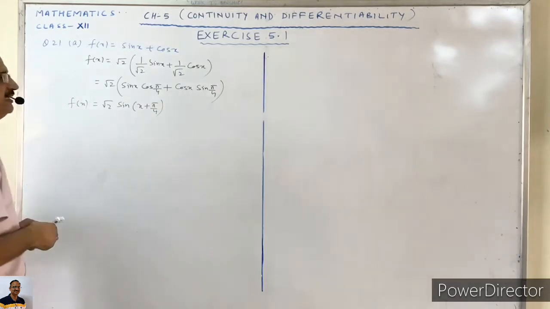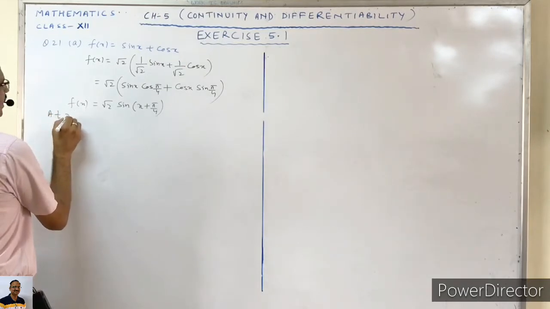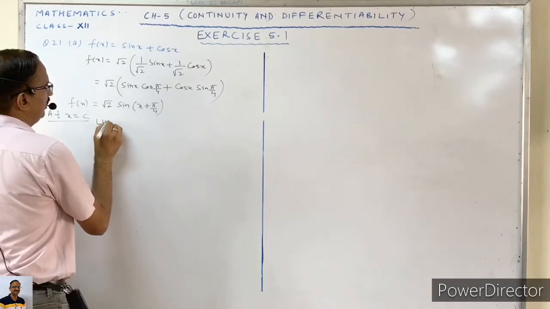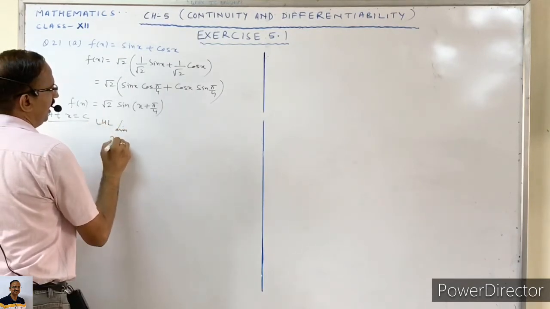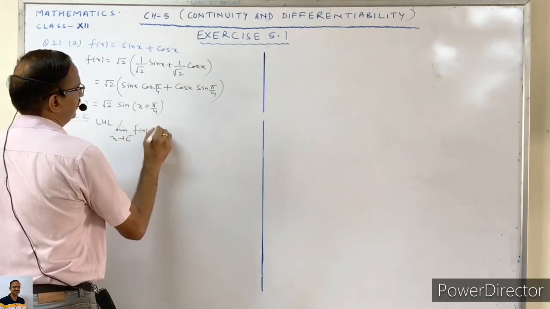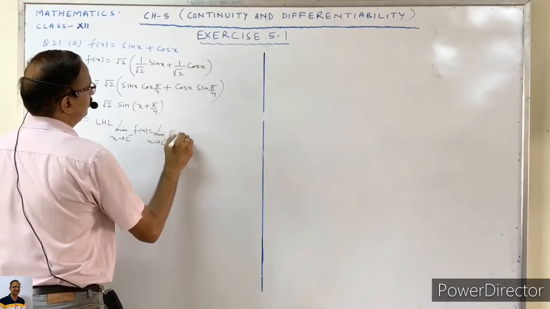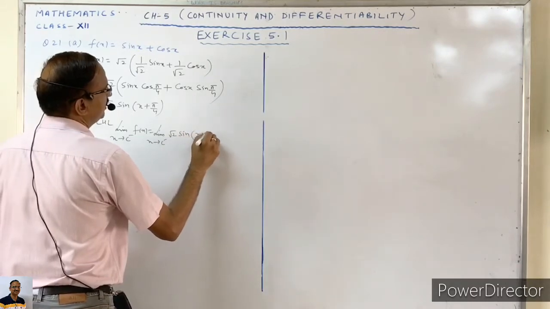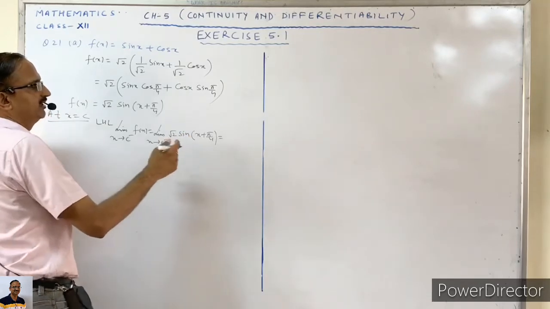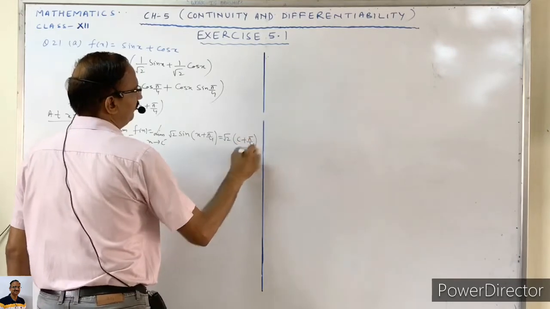So suppose c is any point in the domain. So at x equals c, the left hand limit is limit x tends to c minus f(x). So limit x tends to c minus, and the function is root 2 sin(x plus pi by 4). When we put the value of x, then we will get root 2 sin(c plus pi by 4).